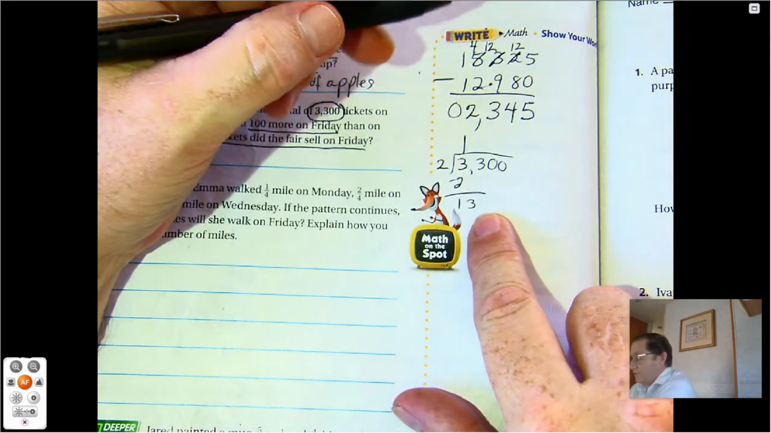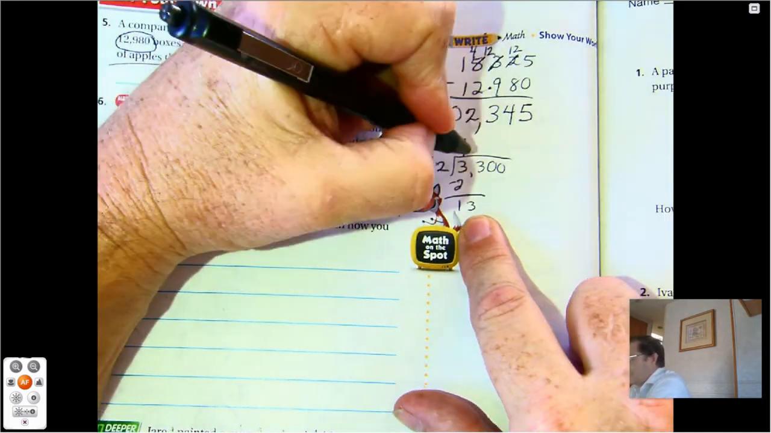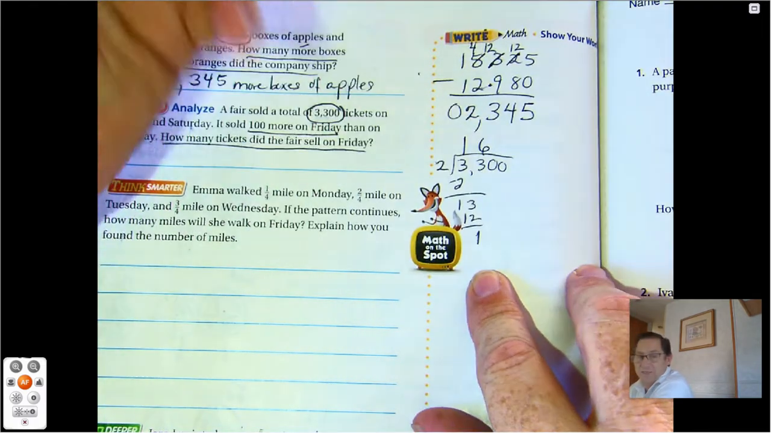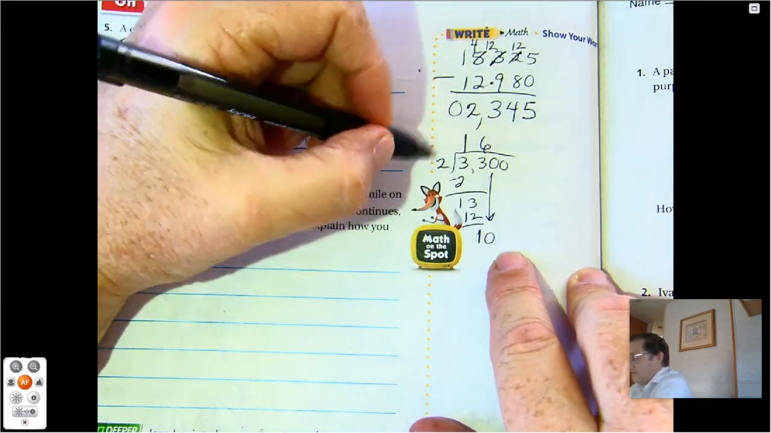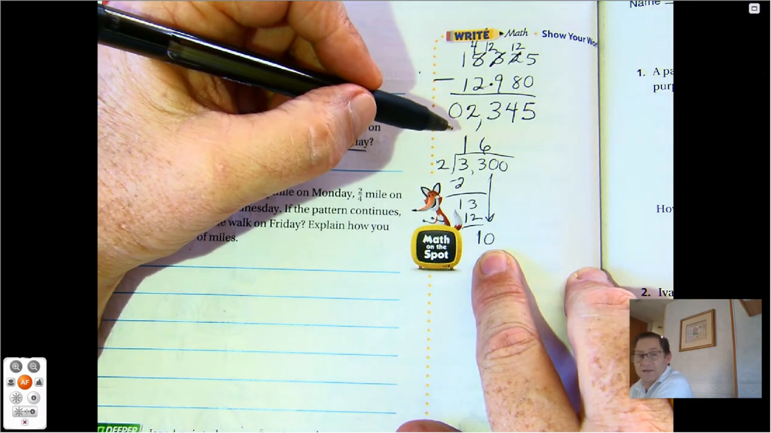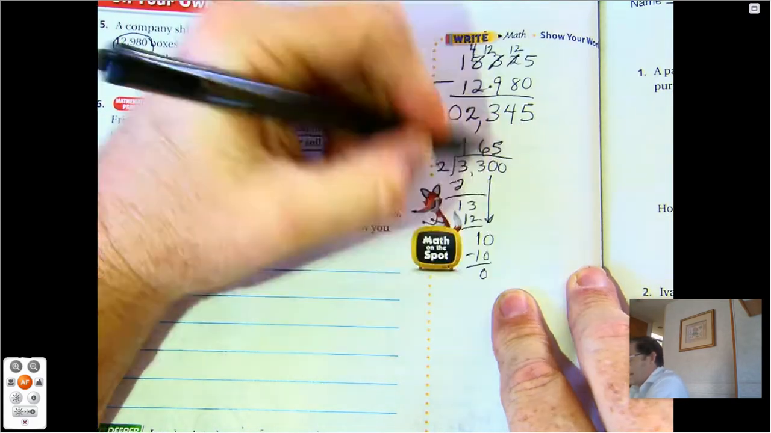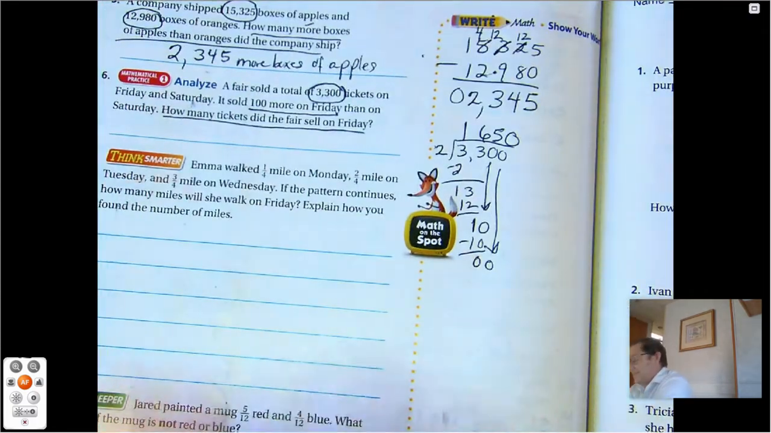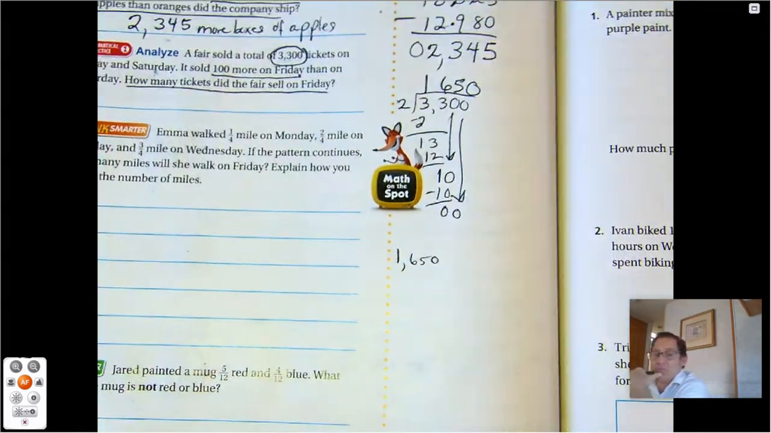Bring down the 300s. So can I share 13 hundreds in 2 groups? Sure, 6 times. That'd leave me 1 hundred. I can't share 100 into 2 groups, so I'm going to bring down the 0 tens that I have. So I have 10 tens. 10 tens divided by 2 would be 5 tens. And now I'll bring down the 0 ones, and I don't have any. So if it was equal, it would be 1,650 on both days. But it wasn't.